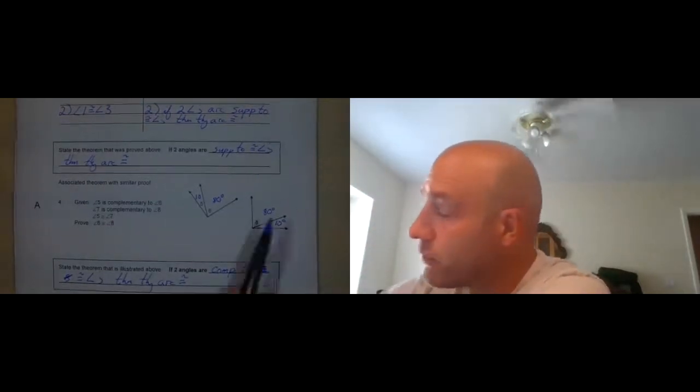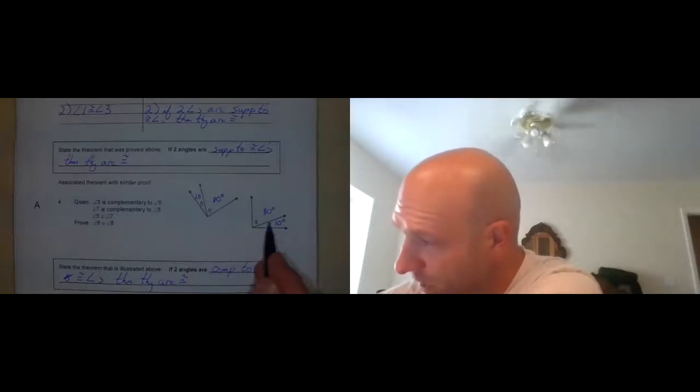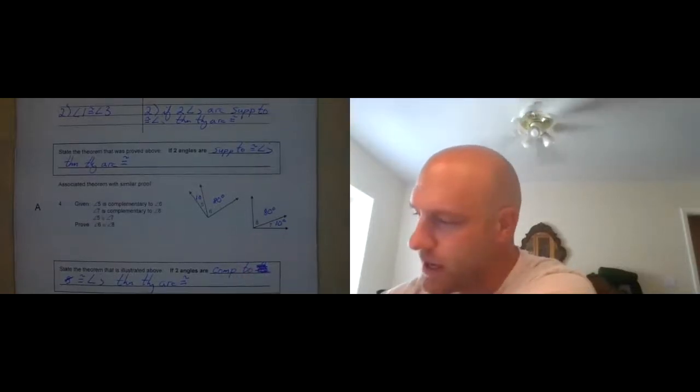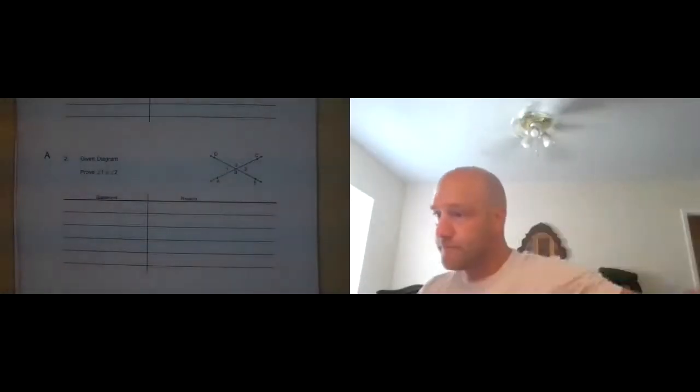And of course, I could really call this x. This would be 90 minus x. This would be x because it's congruent. That would be 90 minus x. And of course, 90 minus x and 90 minus x are the same measure. They are congruent to one another. Okay.